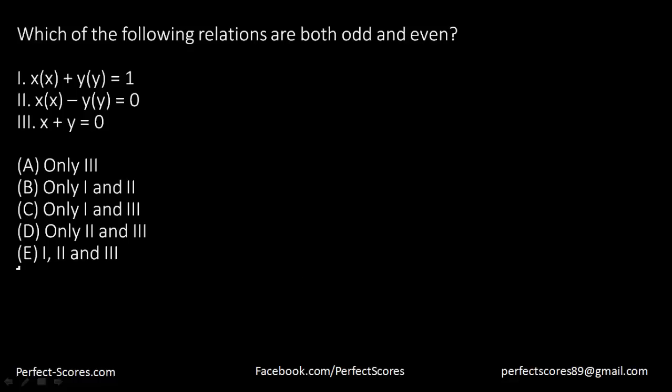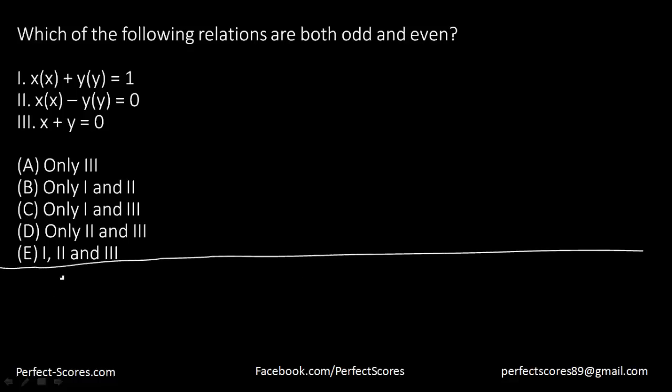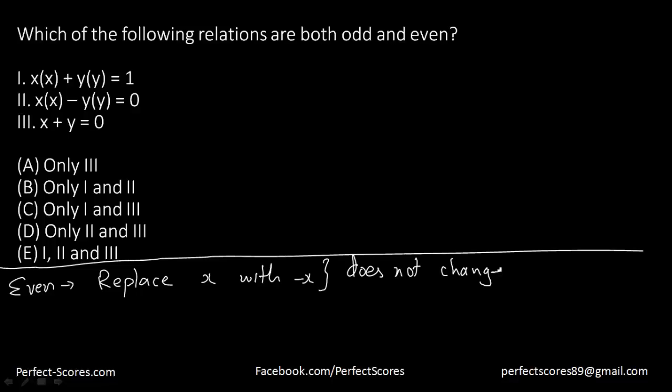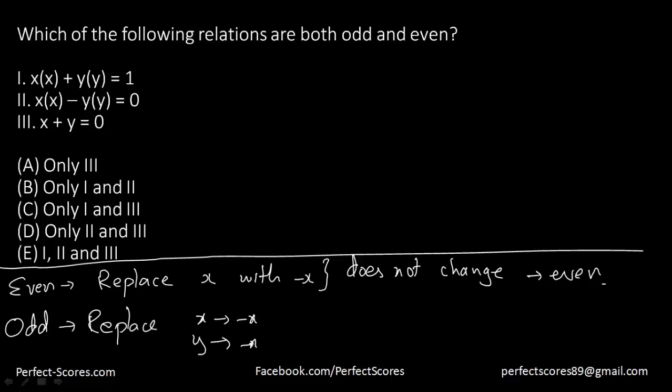Now first of all, I want to show you a real quick technique to find out whether a function is an odd function or an even function. If you want to check whether a function is an even function, just replace x with negative x. If the function does not change, then that function is an even function. Similarly, to check whether a function is an odd function, replace x with negative x and replace y with negative y. If the function does not change, then again this function would be an odd function.